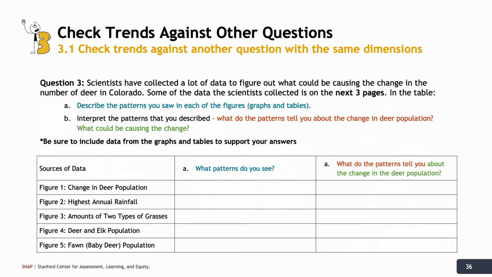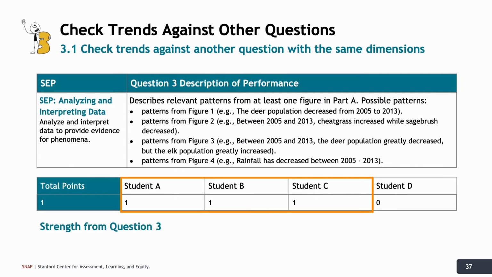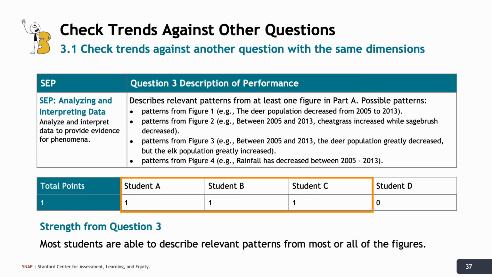Let's start with the SEP. When we look at the range in student scores, we see that on this rubric, students are often scoring well for the SEP. A majority of students are able to describe a relevant pattern from at least one figure in Part A of their data table.